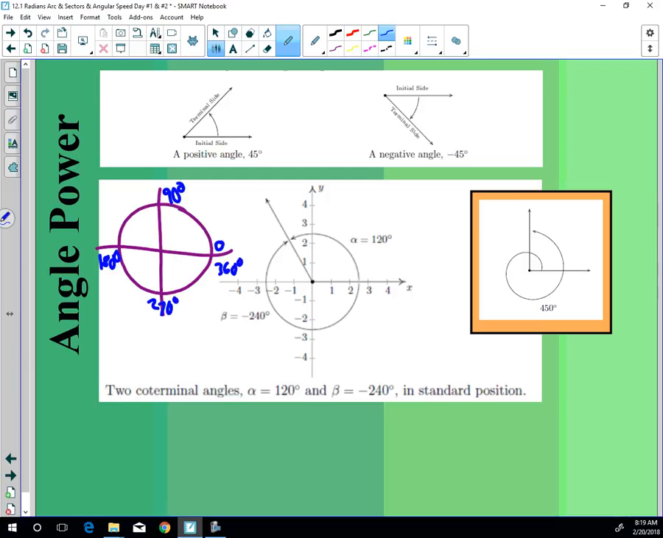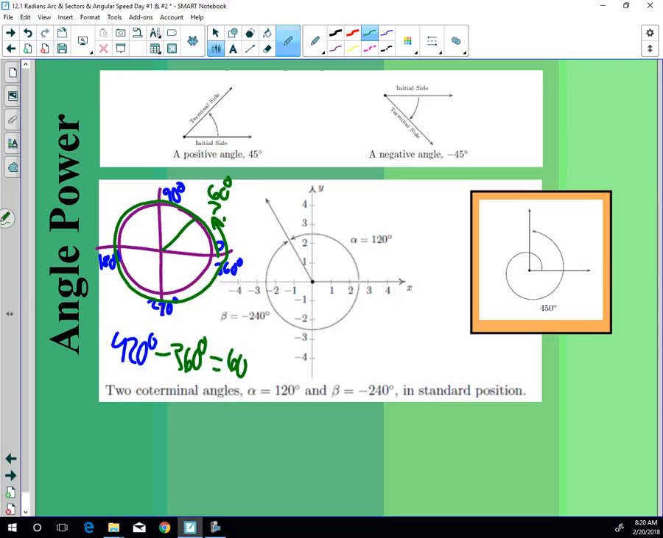Okay, now, what if you had an angle like 420? Well, on the circle, it's going to go all the way 90, 180, 270, 360, and then it's going to go a little bit further. How would you know how much further it goes? What should you subtract? Yeah, just subtract 360. What is that, 60 degrees? It's going to make it up to 60 degrees.